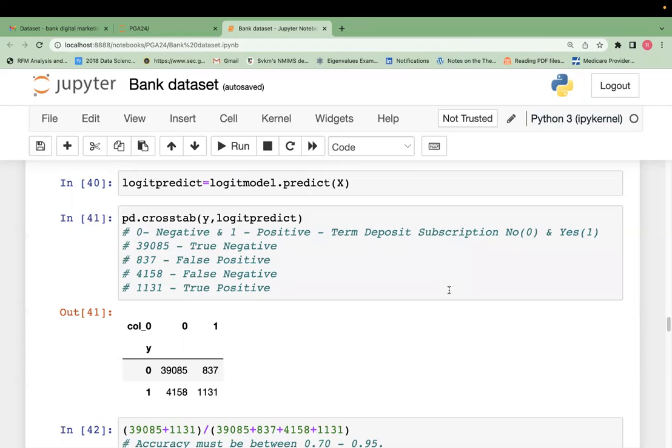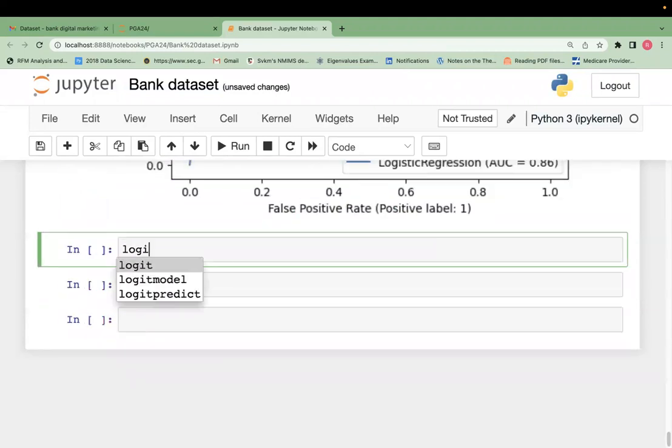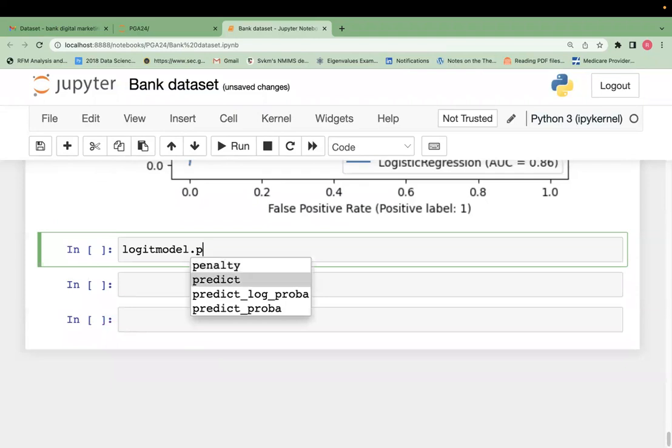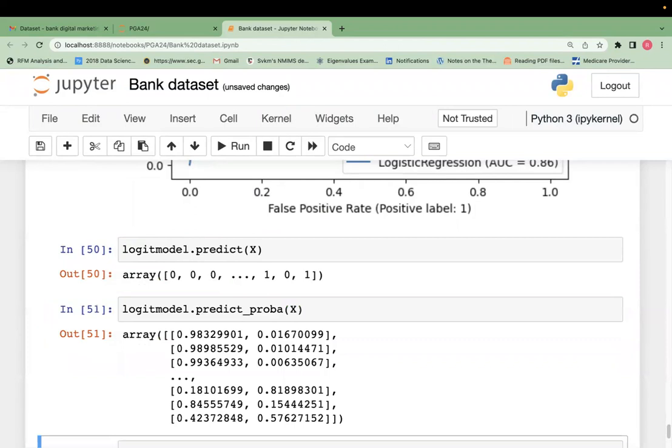Now you can see that here as well. In our case, logit model dot predict underscore proba. If you use predict directly, it will give you class predictions. So I use predict of X. It is giving you zeros and ones. Similarly, if I use logit model dot predict underscore proba of X, we will get the predicted probabilities. Now we got two sets of probabilities. For every observation, we got two sets of probabilities.